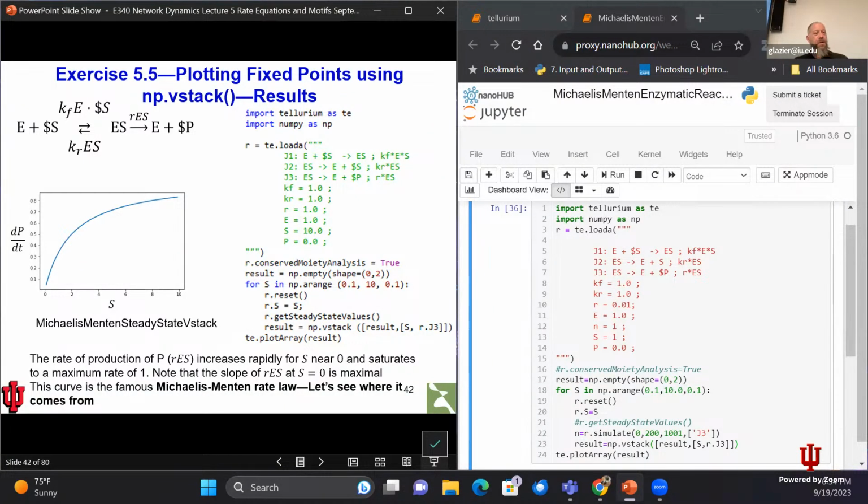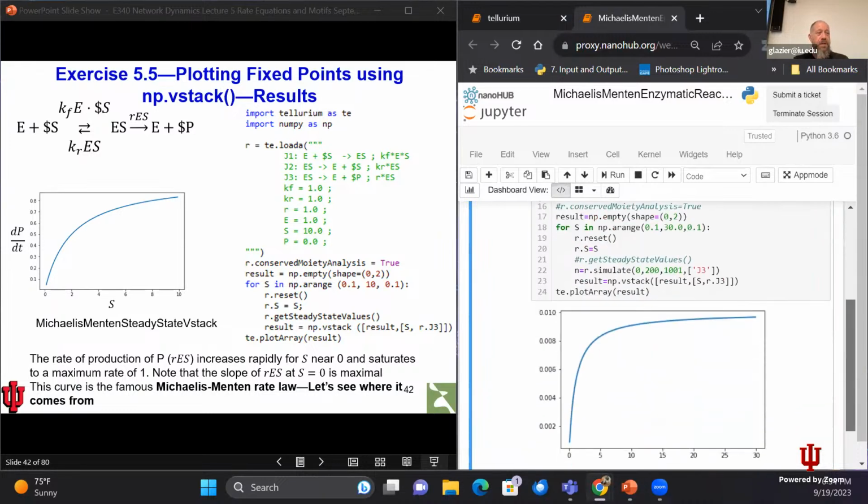And if I made this go up to not 10, but say 30, what I would see is that it's going to saturate. It's going to go up to a maximum value. So it has a finite maximum for large values of S. And this shape is the Michaelis-Menten rate law.